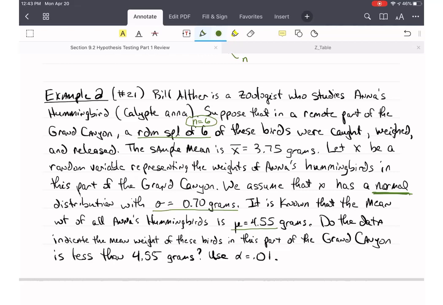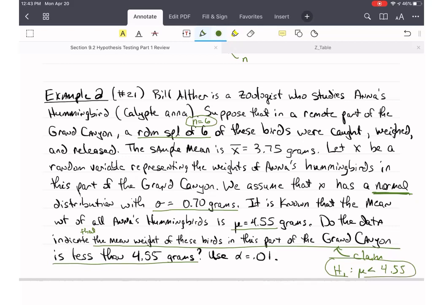Okay, so here's the question. Do the data indicate that the mean weight of these birds in this part of the Grand Canyon is less than 4.55 grams? This is our claim. This is going to be H1, and it says the mean weight, so that's mu, and it says less than, so here is a less than sign, 4.55. That's going to be our claim, and as soon as we see our claim, we know what our hypothesis is.